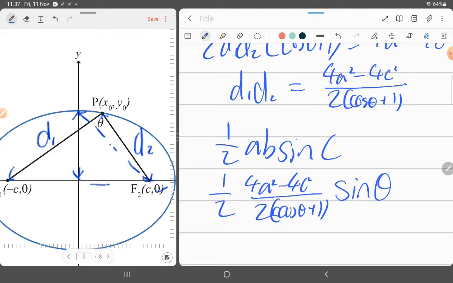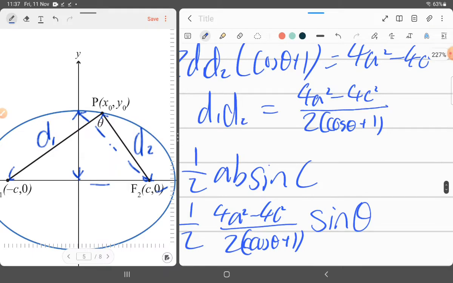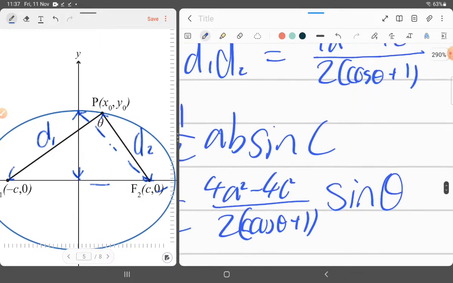Wait, for an ellipse it says foci is a squared minus c squared. Yeah, no, I am correct. Wait. Yeah, I was looking at the one for hyperbola. Okay, thank God I'm correct.